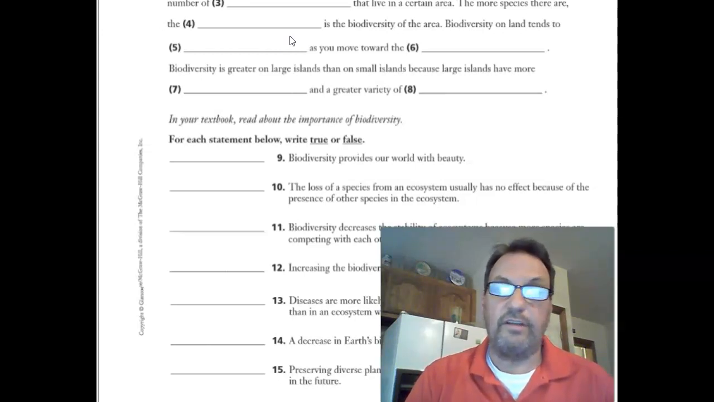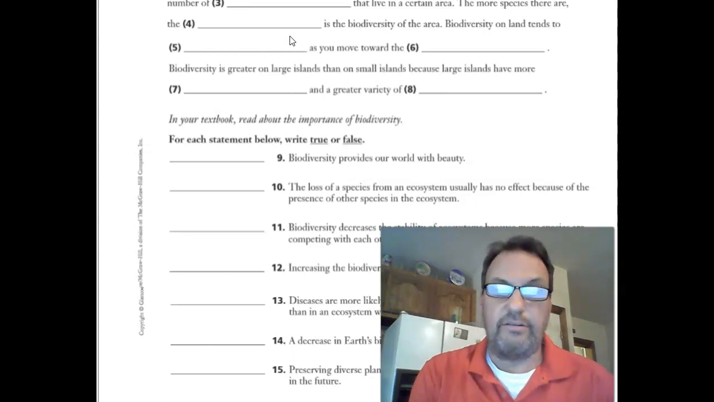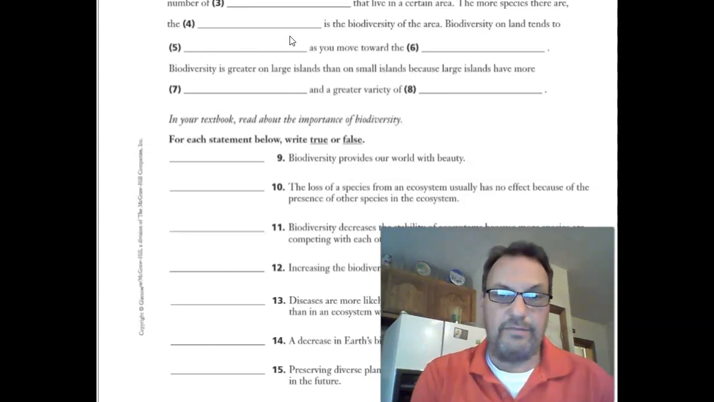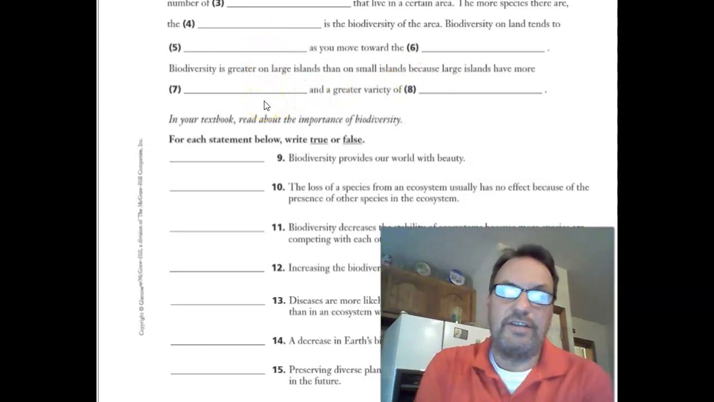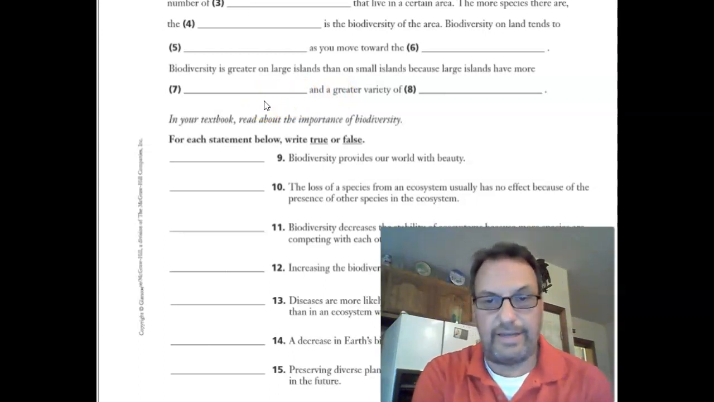Biodiversity is greater on large islands than on small islands because large islands have more environments and a greater variety of space. I understand that some of you probably want to flip those around, saying, well, large islands have more space and a greater variety of environments. I'll definitely take that. That would be fine, either way you put them.